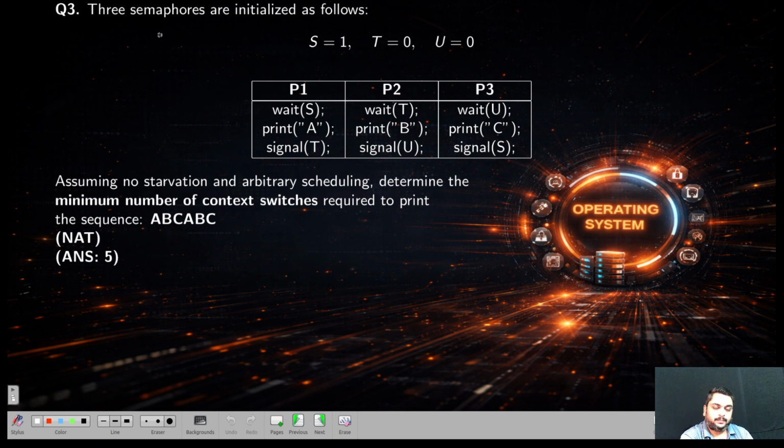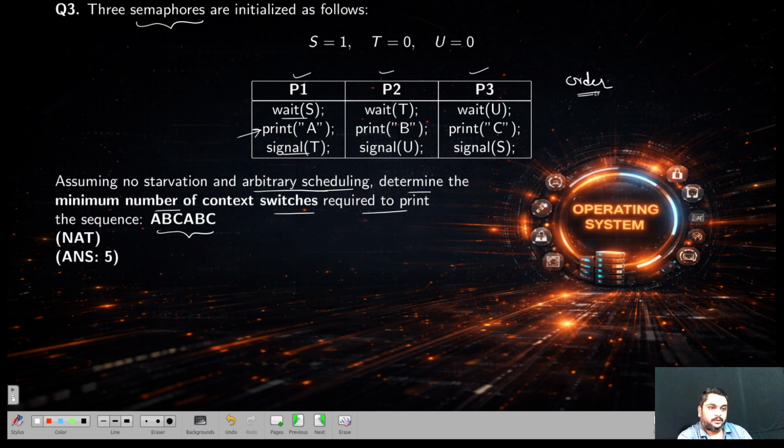Now, on synchronization, most likely you get a question on semaphores. They give, say, 3 to 4 processes like this, and then the order of wait and signal, and then they may print some patterns. So in this question, they are asking, assuming no starvation and arbitrary scheduling, determine the minimum number of context switches required to print this sequence A, B, C. You can start with any process, because they are saying arbitrary scheduling. So P2 may come first, or P1 may come first, or P3 may come first. So that is also important.